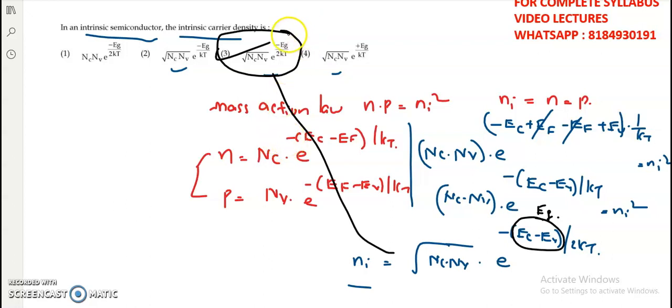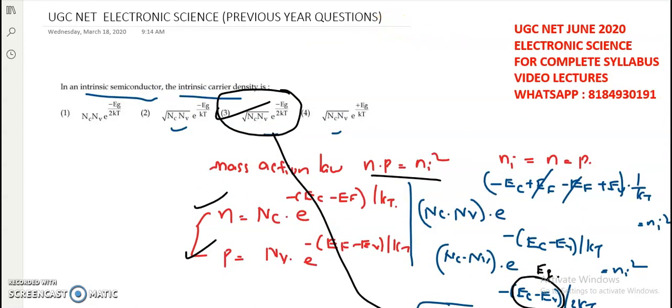So if you want to get the answer to this problem, you have to know the mass action law, that is N into P is equal to Ni square, the concentration of electrons formula and the concentration of holes formula, and the multiplication of both is Ni square, and the intrinsic carrier density Ni becomes equal to this one. All these concepts we discussed in the previous lecture. Now we will see the next problem.